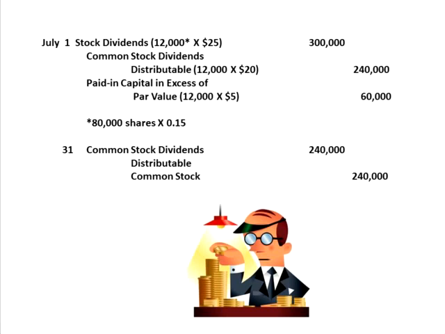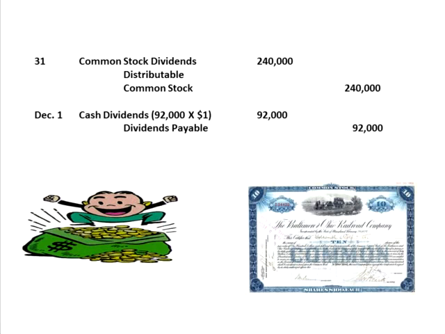On July 31st, the shares that are associated with the stock dividend are now distributed. So we're going to transfer the $240,000 from common stock dividends distributable, so we're going to debit that account, and credit common stock for $240,000. And on the 31st, we see that entry.